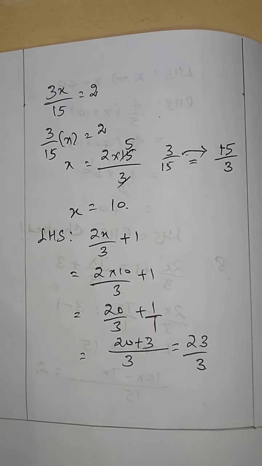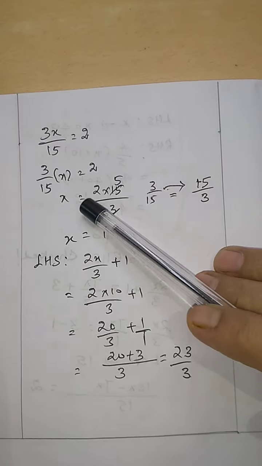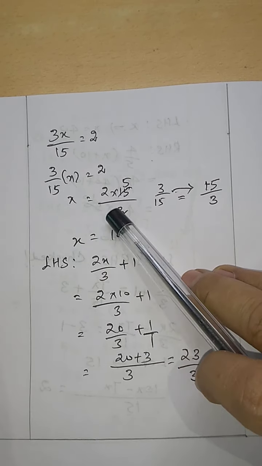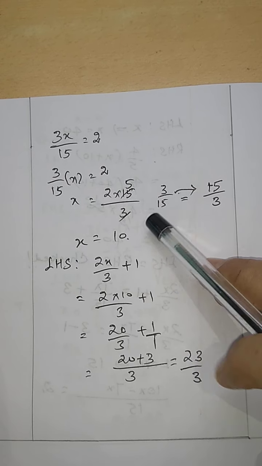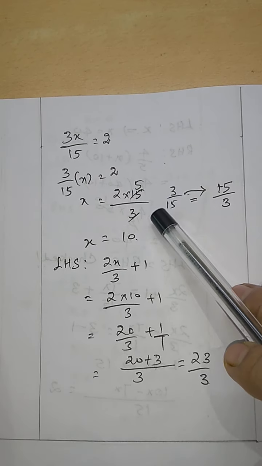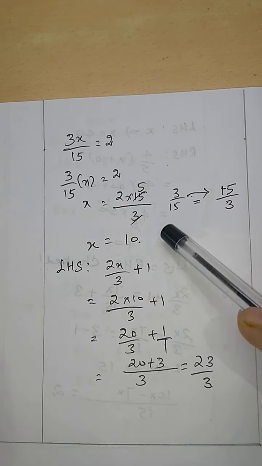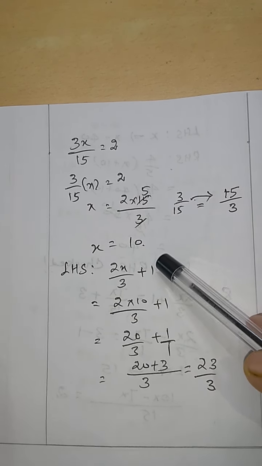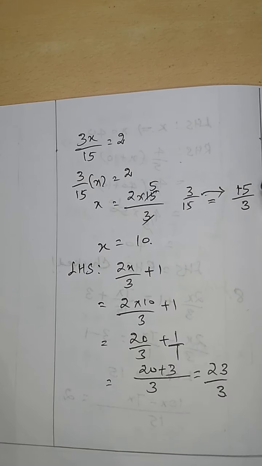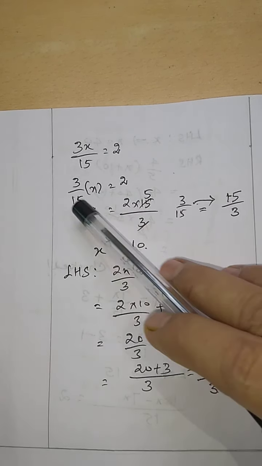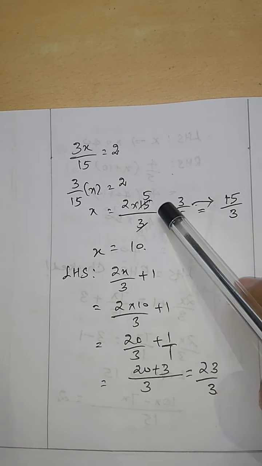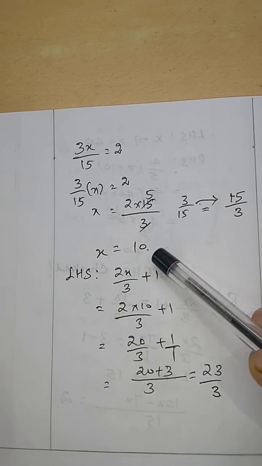So 3x by 15 is 2. So 3 by 15 into x, that is equal to 2. Right. So x will be 2 into 15 by 3. So it becomes, we can reduce 3 and 15 by 5. So it becomes 2 into 5, that becomes 10. See, that 3 by 15, when it transforms to its right, it becomes 15 by 3. That's why this goes like this. 3 by 15 of x is equal to 2 means x is equal to 2 into 15 by 3, right? So we get the answer as 10.